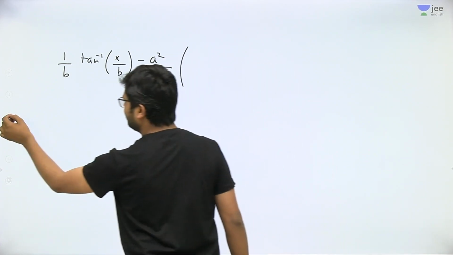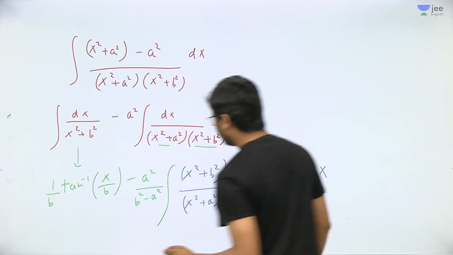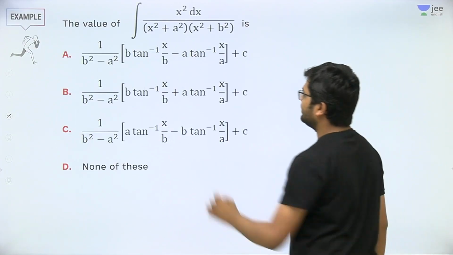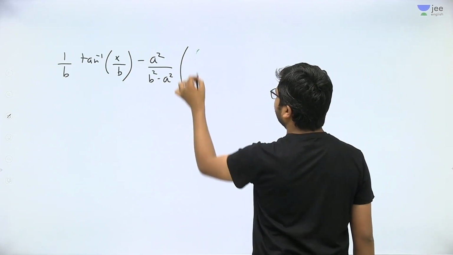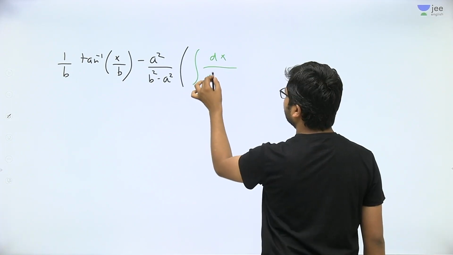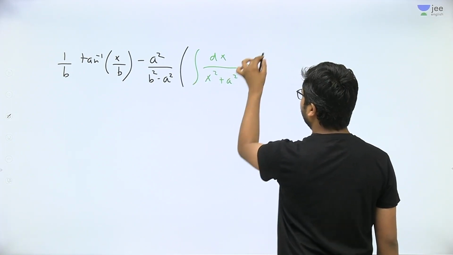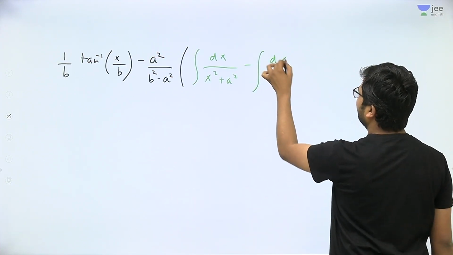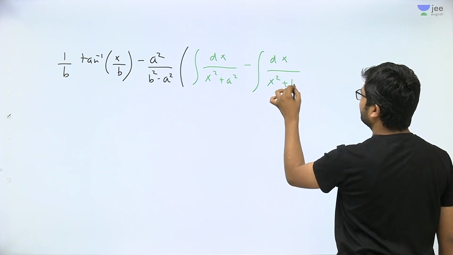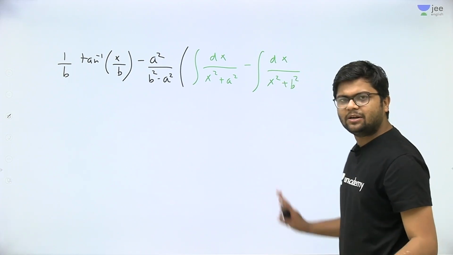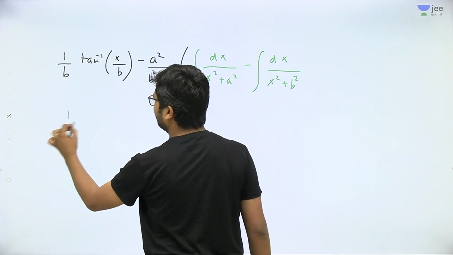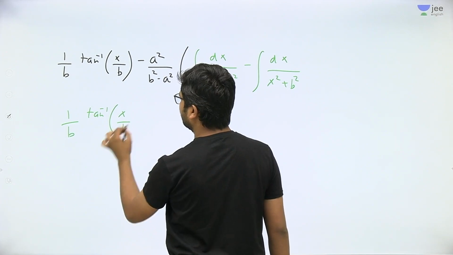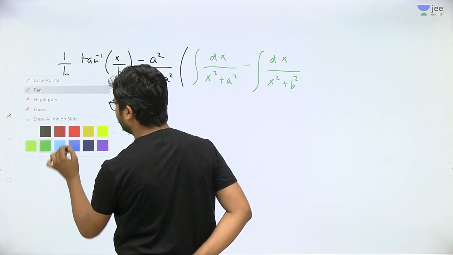Now here what will come, you should easily understand, here comes x square plus b square, x square plus b square gets cancelled. So it will be integral of dx upon x square plus a square, minus second factor will be similarly x square plus a square gets cancelled, it will be dx upon x square plus b square. I hope there is no doubt in that, everybody is cleared on that. This one is 1 upon b tan inverse of x upon b. Now just solve these integrals, you will get the answer.